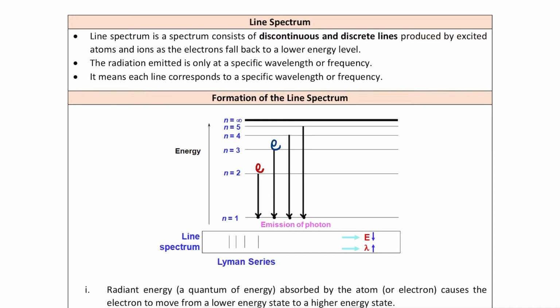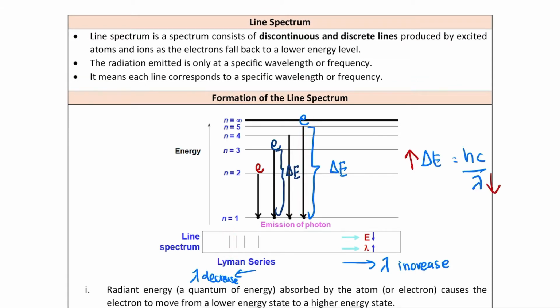And then if we have another electron that falls to n equal to 1, its lambda is the next one. Okay, its line. And the last one is the line at the end. So from this equation I know that since this delta E is the biggest, the line produced is the line at the lowest wavelength, which is this one.